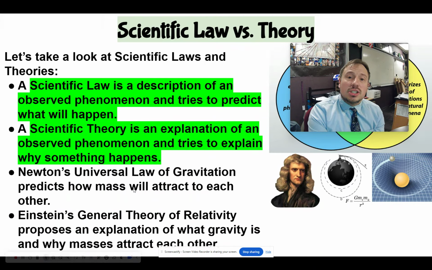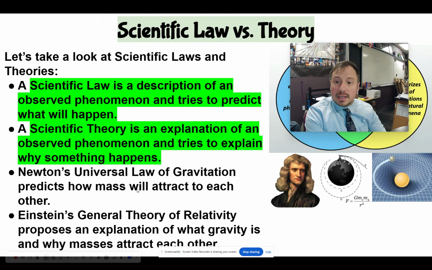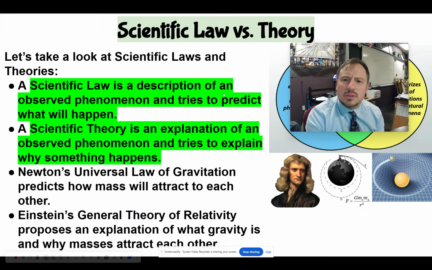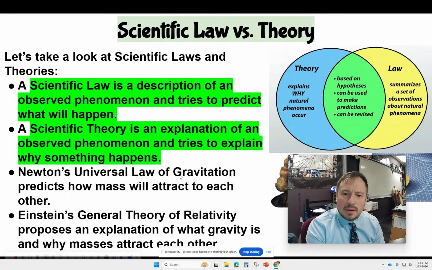Now, Einstein's general theory of relativity proposed an explanation as to what gravity is and why masses attract to each other. He proposed that mass warps space and time, and objects orbiting are just falling around the curvature of that space-time. That's the difference between a scientific theory and a law.